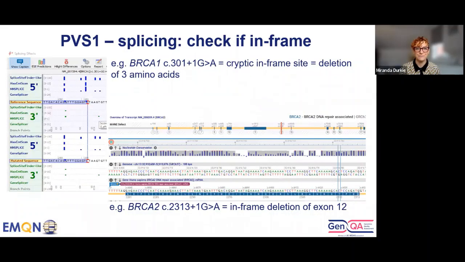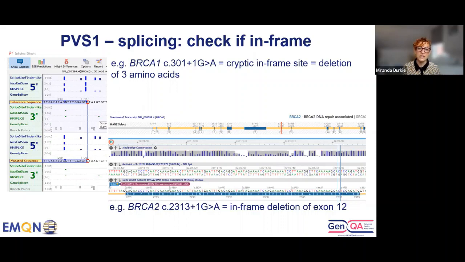Next slide, please. What are some of the other complications to do with splicing? Well, you can get splicing, but the splice effect may be in frame. So I've got two examples here. On the left-hand side is the BRCA1 c.301+1 G to A variant, and we've recently issued a down classification alert across the UK for this variant. You can see from the picture on the left-hand side that there is the natural splice site, but there is also a cryptic in-frame splice site that would delete 3 amino acids. And actually we've had some updated functional studies that have now shown that this transcript is functional and is not causing a loss of protein function.